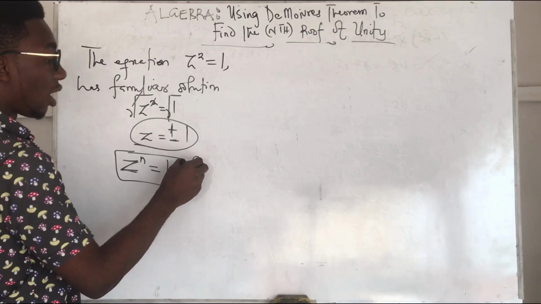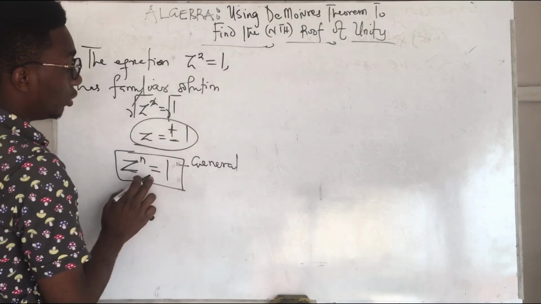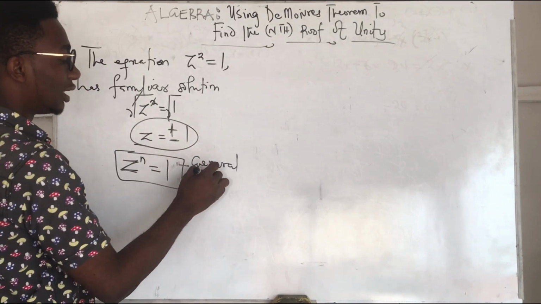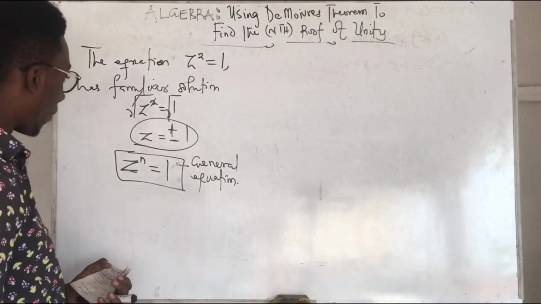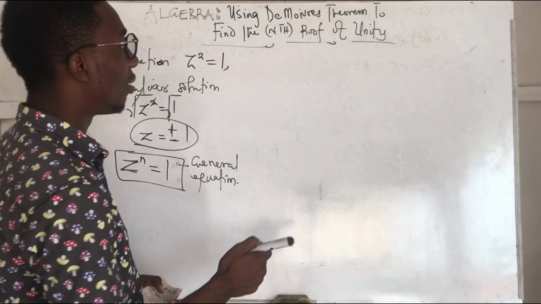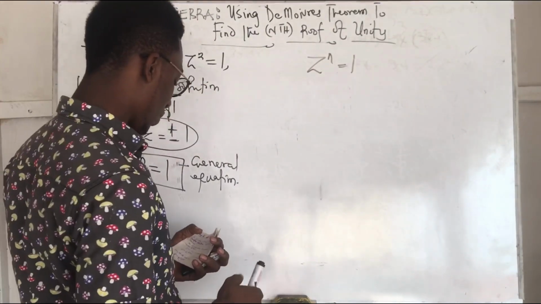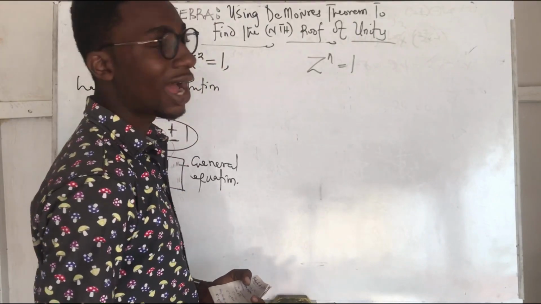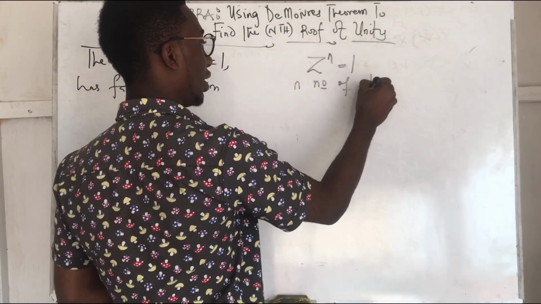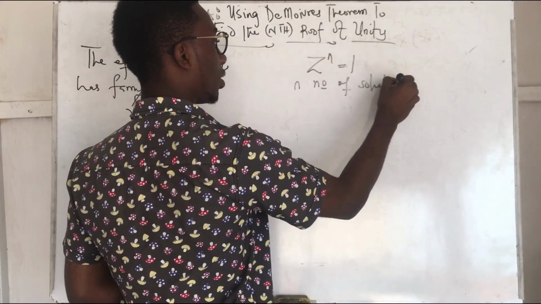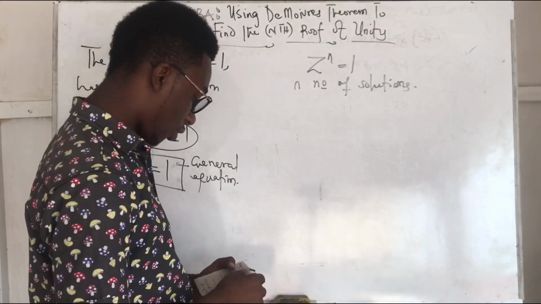So this is a general equation. When you have to find the nth root, we can now solve this particular general equation. All right. Now, how do we go about it? If we have z^n equal to 1, what happens is that z^n equal to 1 has n number of solutions.